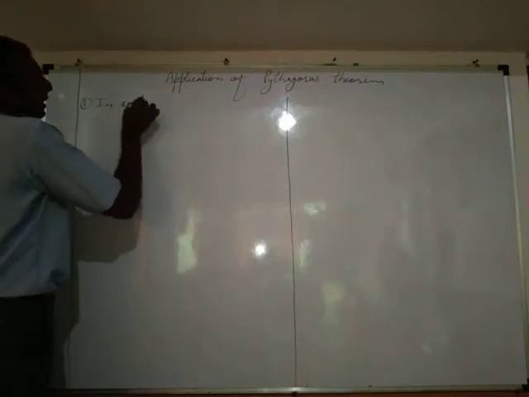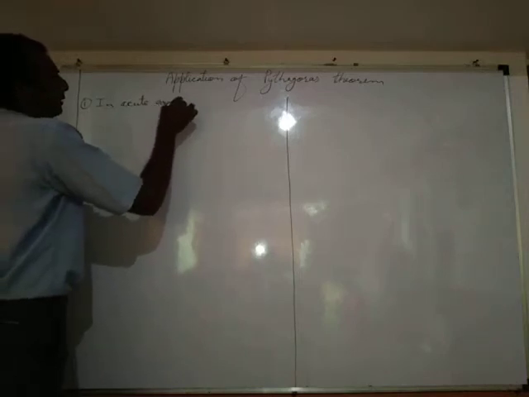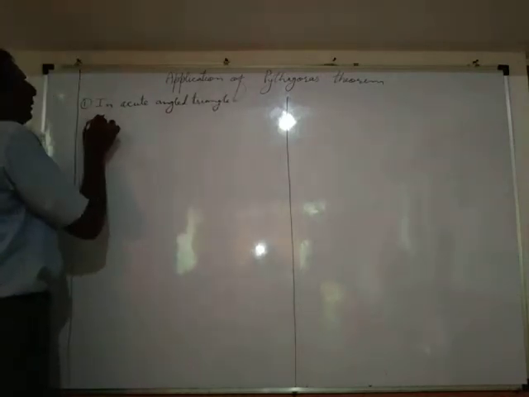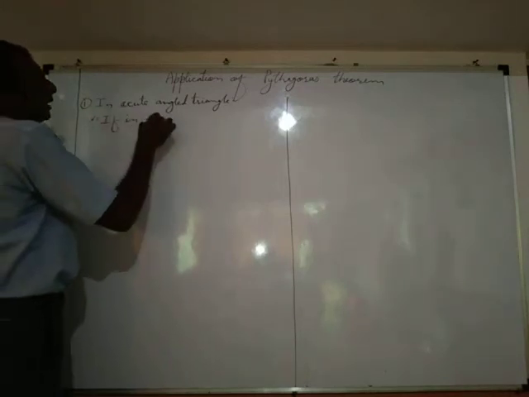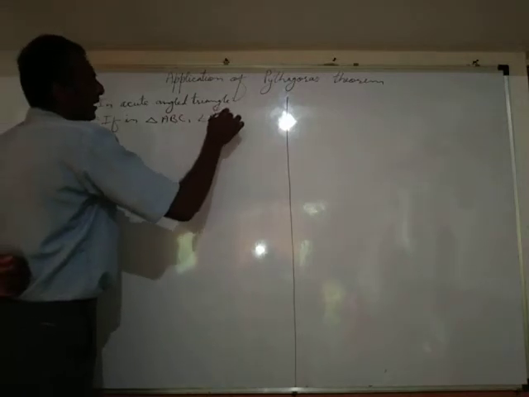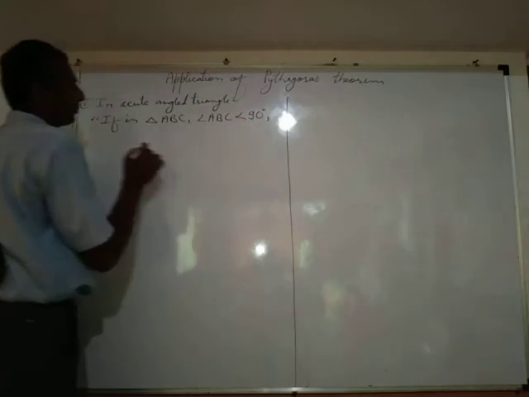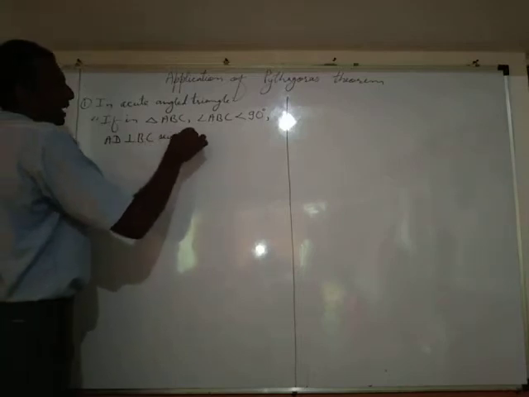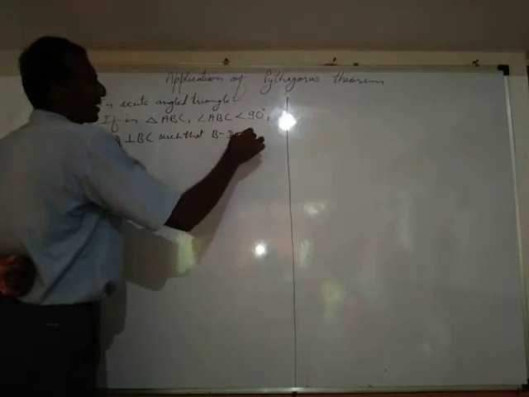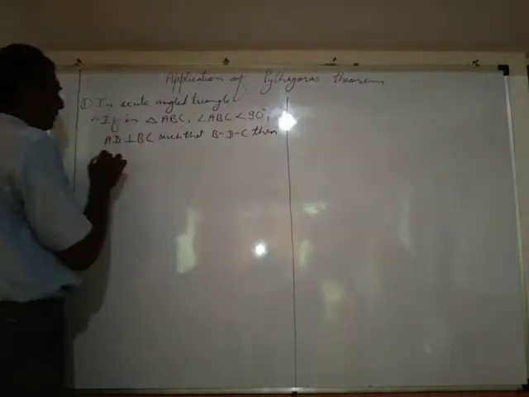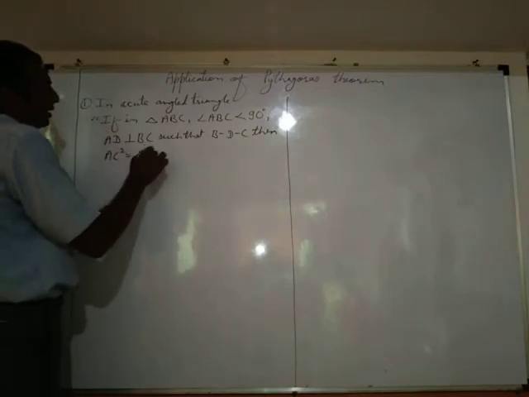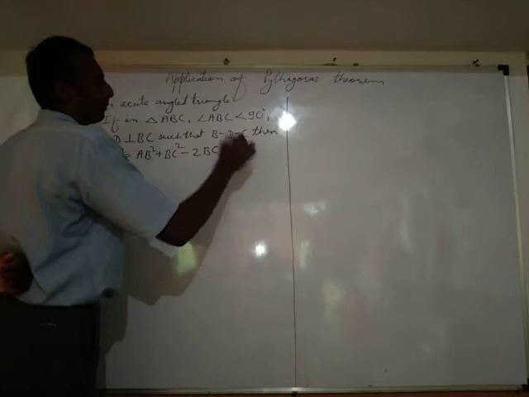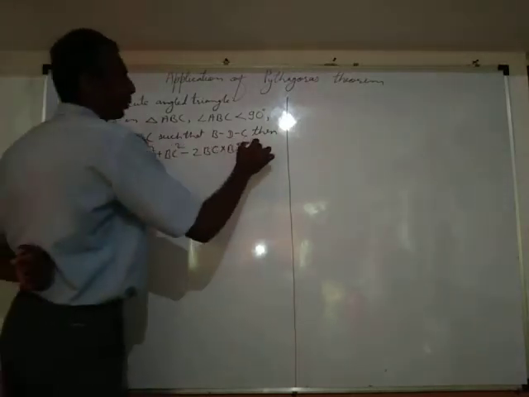In an acute angled triangle, if in a triangle ABC, angle ABC is less than 90 degree, AD perpendicular BC such that B-D-C, then AC square equals AB square plus BC square minus twice of BC into BD. Okay, this statement we are going to prove.